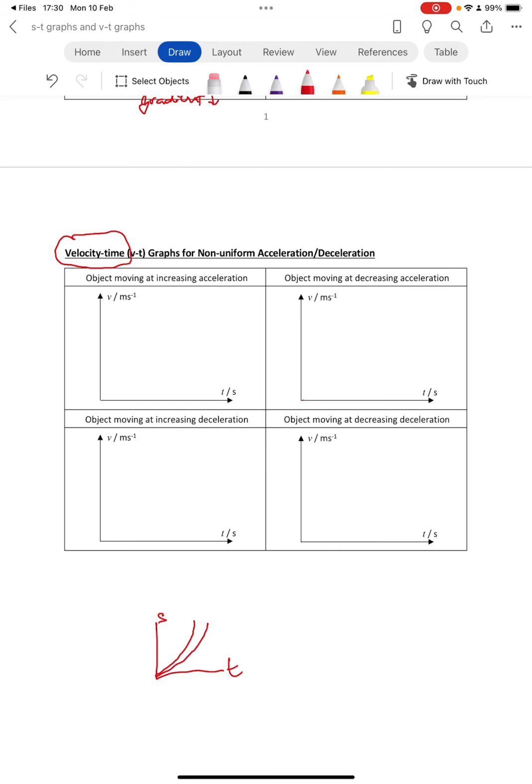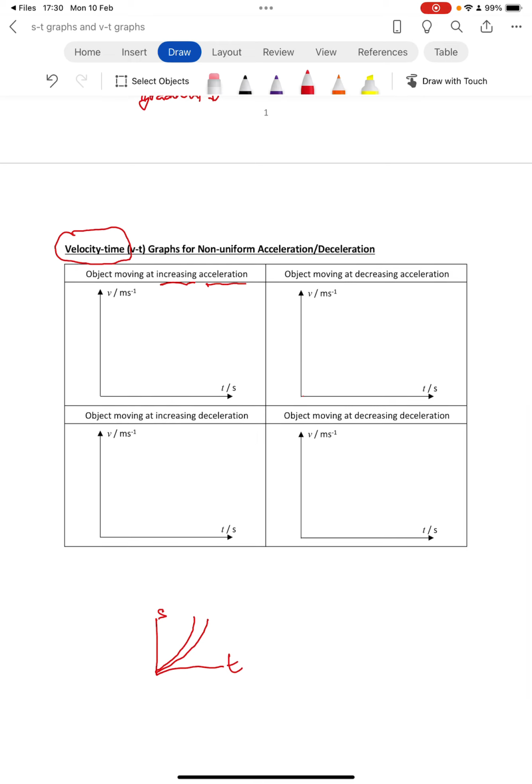Okay, so when we look at the first one, increasing acceleration, it tells us that acceleration means that the velocity is increasing, and we know that the gradient of a velocity time graph is acceleration. So when it is increasing acceleration, it means that the gradient is increasing.